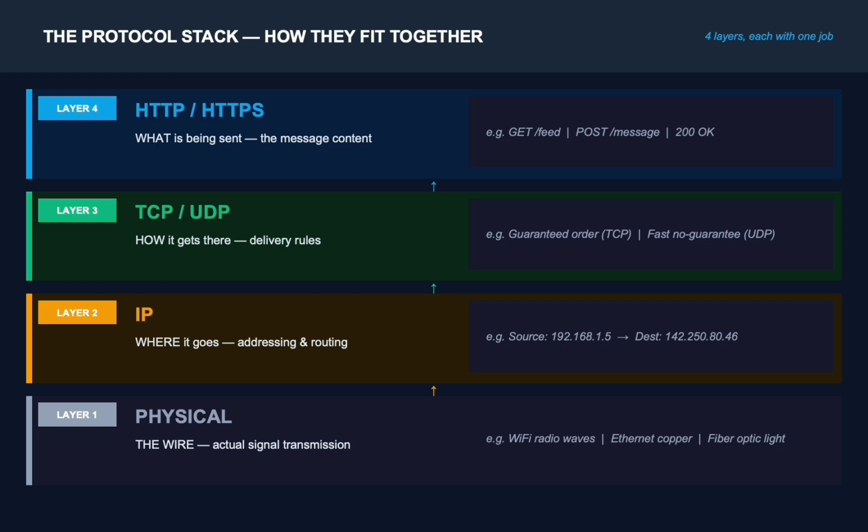You write the address on the envelope, that is layer 2, IP: the where it needs to go. The postal truck physically carries it, that is layer 1, the physical layer: Wi-Fi waves, Ethernet cable, fiber optic light. Every time you load a web page, every single request passes through all four of these layers on the way out and then back through all four on the way in. That is the protocol stack.